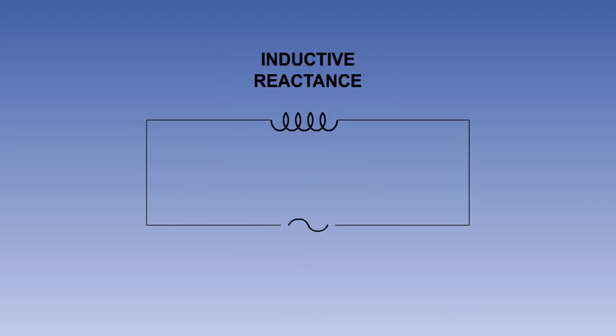The opposition to current flow in a circuit containing inductance is called inductive reactance. It is called reactance rather than resistance because it varies with the frequency of the supply, as well as the value of the inductance. Inductive reactance is measured in ohms and is given the symbol XL.